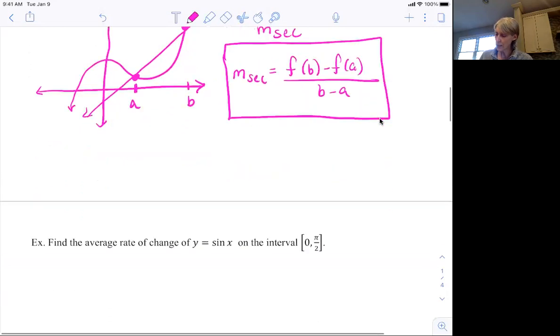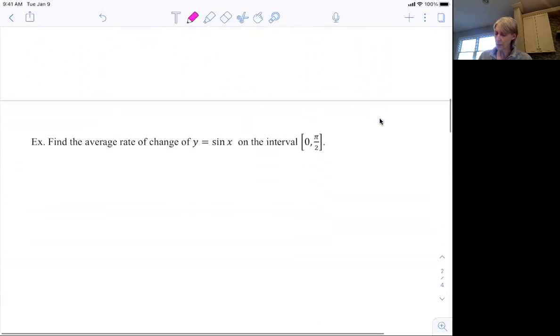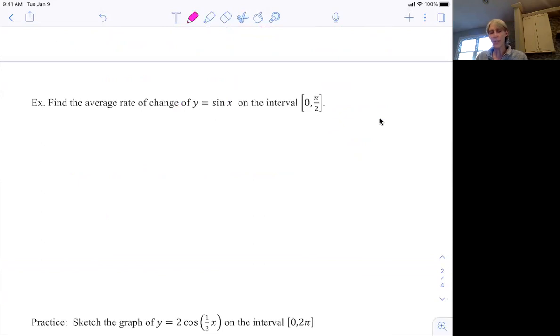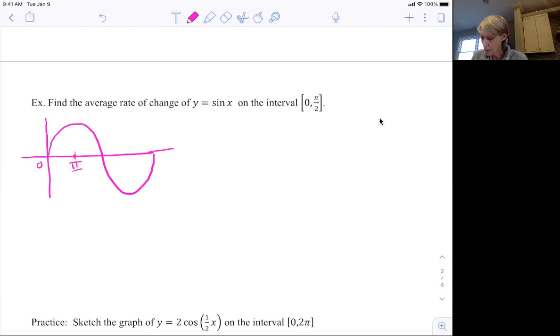Let's try to apply this to a trig function. So basically, I want to find the average rate of change of y equals sine x on the interval 0 to pi over 2. I'm going to sketch a little picture just so we know what we're talking about. So here's just a real quick sketch of a sine curve. And basically, the average rate of change is going to be the slope of that line. That's what we're looking to find.